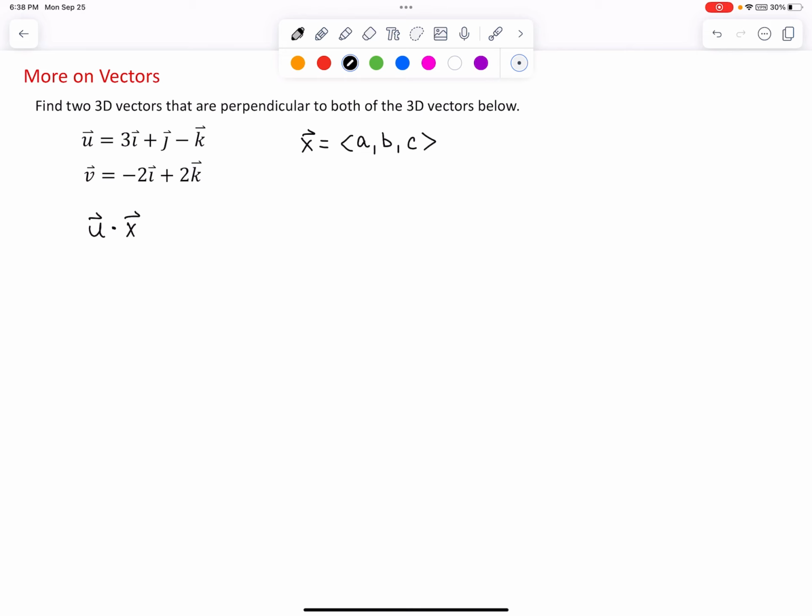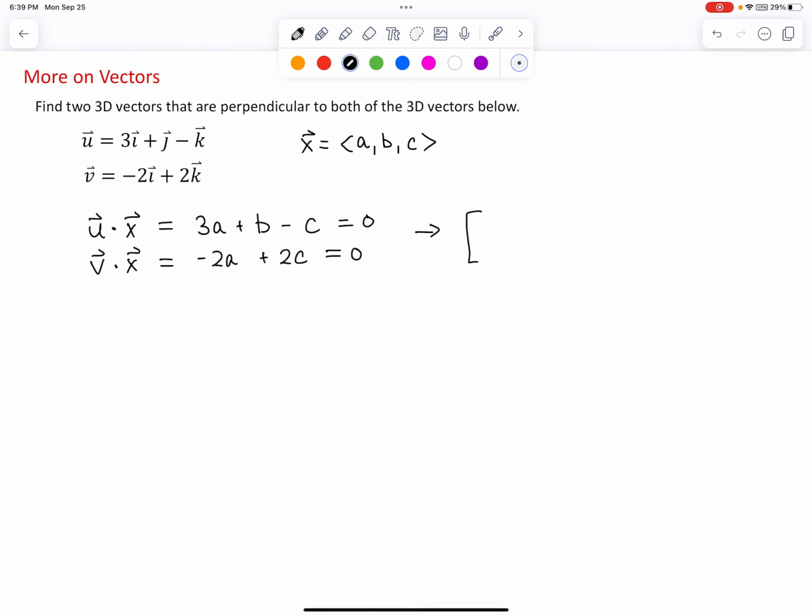U dot x is equal to, multiplying corresponding entries, 3a plus 1 times b minus 1 times c. And we need this dot product to be 0. Furthermore, we need v dot x to be 0. And v dot x would give us negative 2a, no b's, plus 2c, and this dot product must also be 0, so that x will be perpendicular to v. This creates a system of two linear equations with three unknowns. We will solve it using matrices.